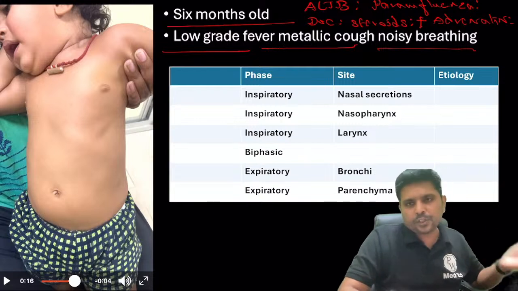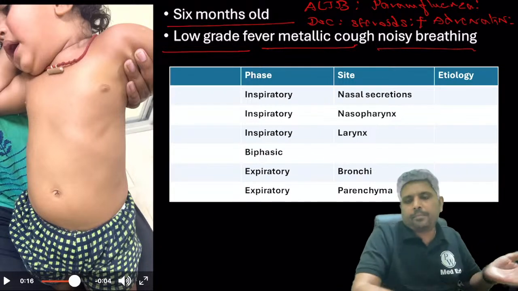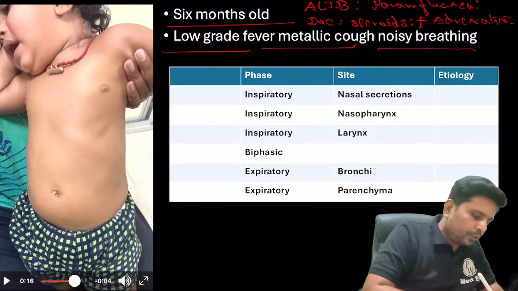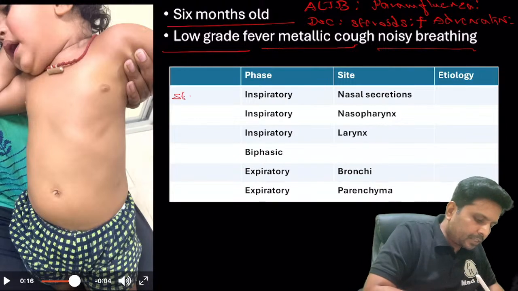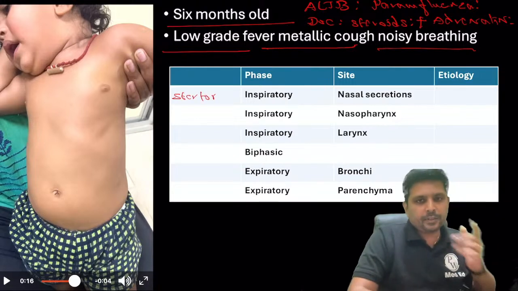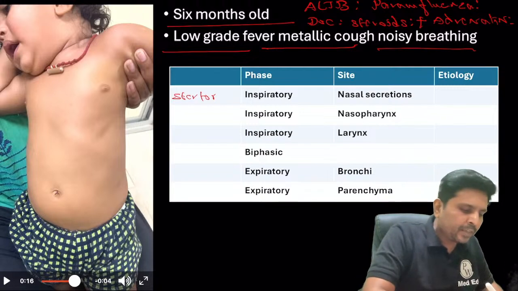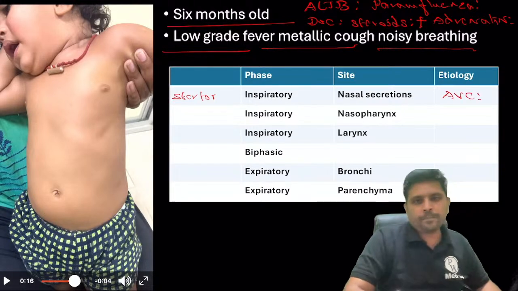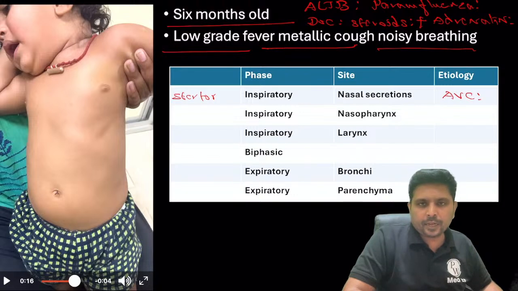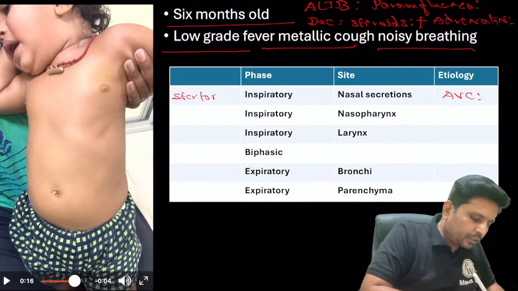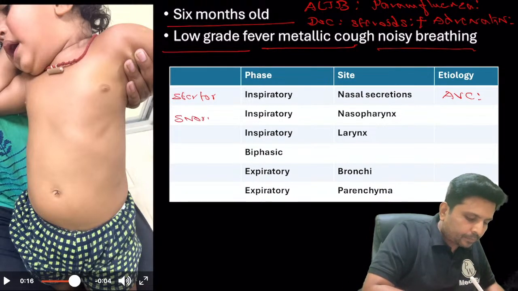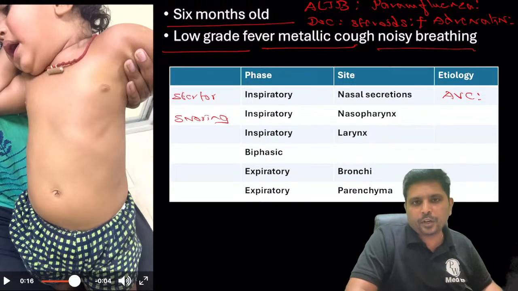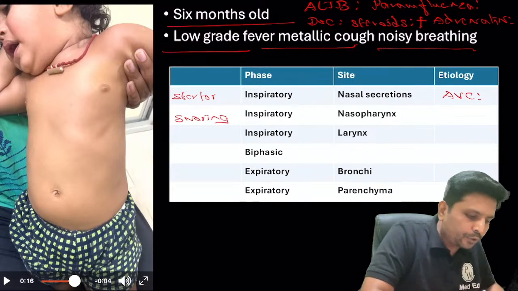So based on this, let's have some other points with respect to noisy breathing in the child. So you can have stutter, which is a noisy breathing which arises due to presence of nasal secretion that occurs in acute viral coryza. The second noisy breathing, what is this? This is called snoring, which occurs due to pathology in nasopharynx due to adenoid.